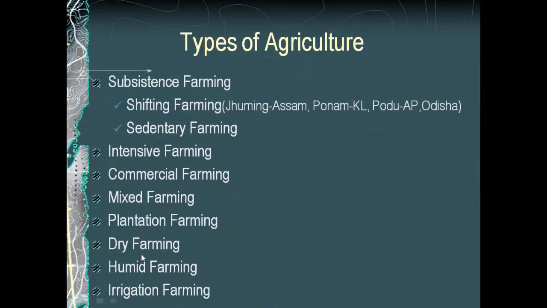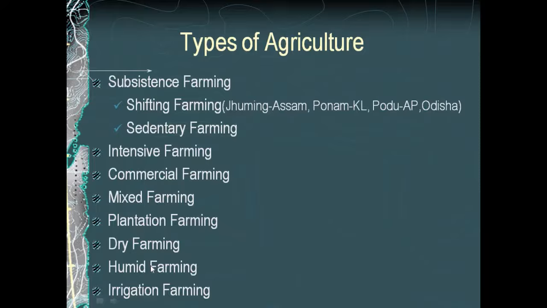Dry farming. Dry farming means farming carried on in an area which receives scanty rainfall or very little rainfall, where irrigation is either absent or limited. It's called dry farming. Techniques like drip irrigation they will use. Commonly it is practiced in peninsular India and western Rajasthan. So that is dry farming.